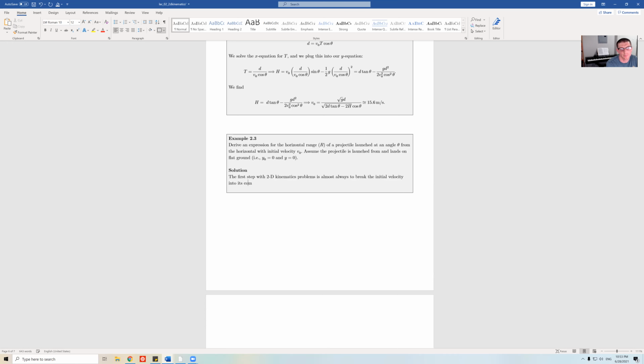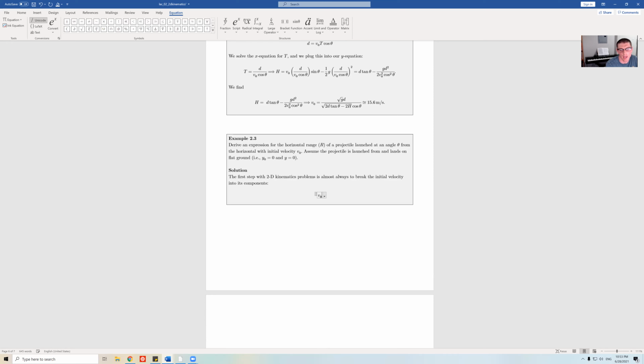Into components. And this is going to be nothing surprising. I assume at this point we're just going to find that the x component is just v naught cosine theta, and the y component is v naught sine theta.